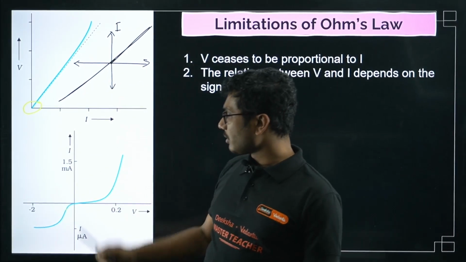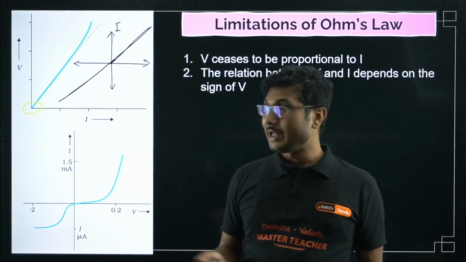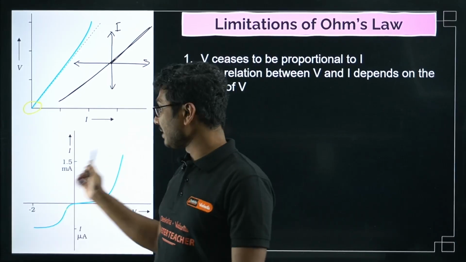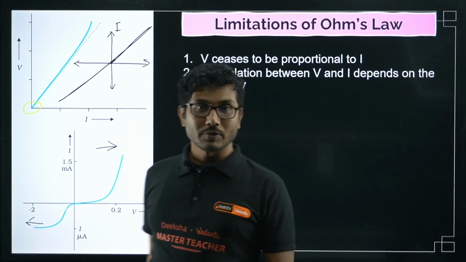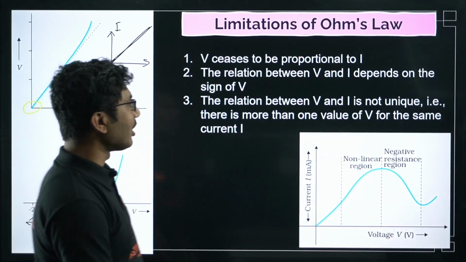But in case of this particular device, it behaves one way for positive V and another way for negative V. What is the name of this? Mention it in the comment. Now next is the relationship between V and I is not unique.